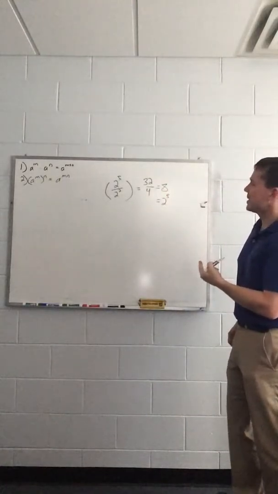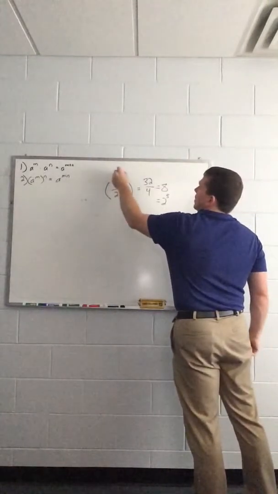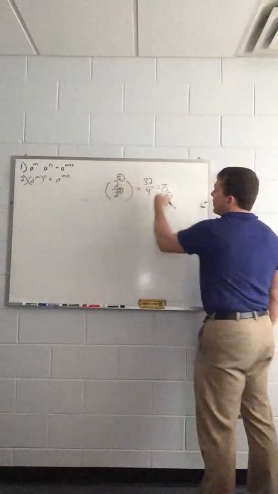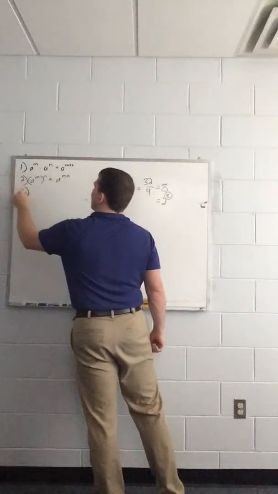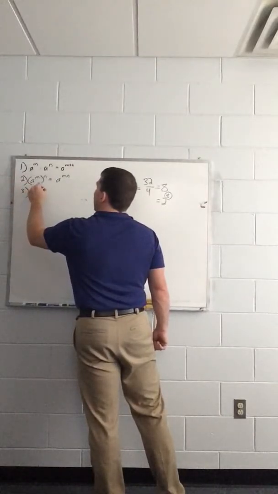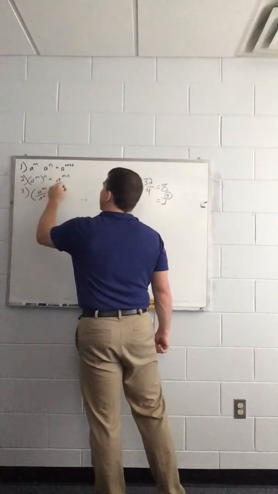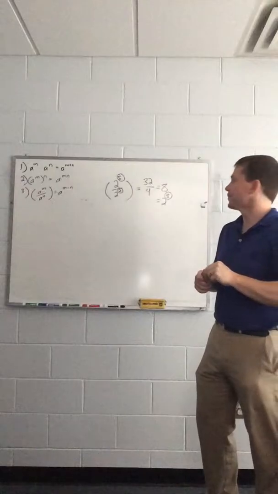And now again, we're kind of stuck with, how does this become this? Well, 5 over 2 gives 3. Sure, 5 minus 2 is 3. So there's my next rule. a to the m divided by a to the n is a to the m minus n. Just subtract them.